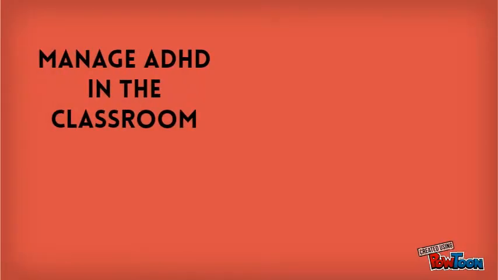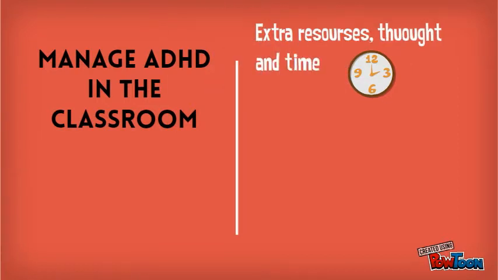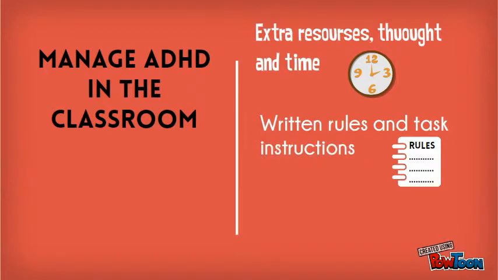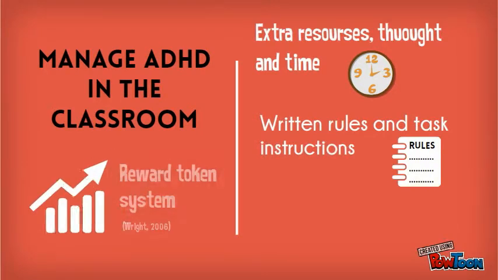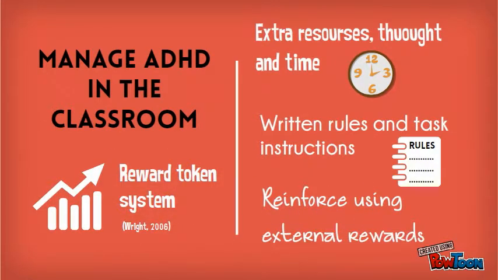Following Wright 2006 principles, using external stimulus may take extra time, thought and resources from the teacher. They may take the form of writing rules and task instructions down and placing them on the student's desk or close by, and where appropriate behaviour is demonstrated, external rewards such as the token system may be used.